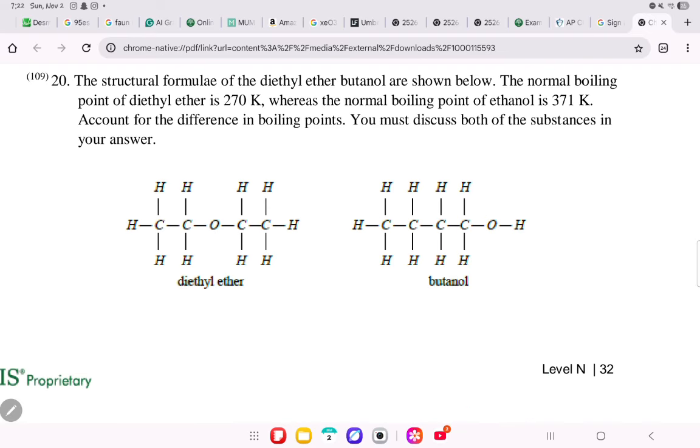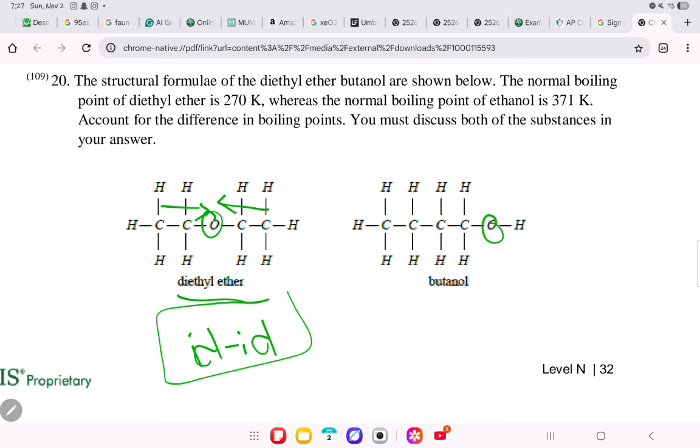Diethyl ether and butanol. Okay, so this is actually very important. So diethyl ether, as you can see, we will focus on the oxygens. They're very important to us. As you can see, diethyl ether, mainly it's supposed to have ID forces. Why? Because from here and from here, it's symmetrical. When it's symmetrical, that means it's going to be non-polar. In this scenario, I searched it up and it has a little bit of polarity, but not that strong to be considered polar. So the main force would be what? It would be considered more non-polar than polar. So the main force would be the ID.